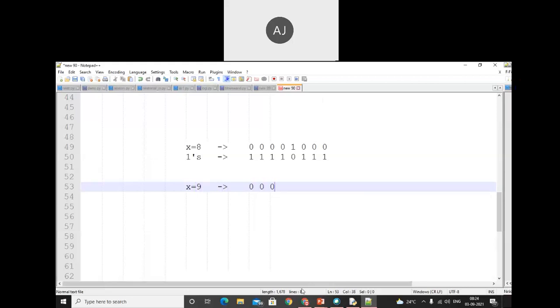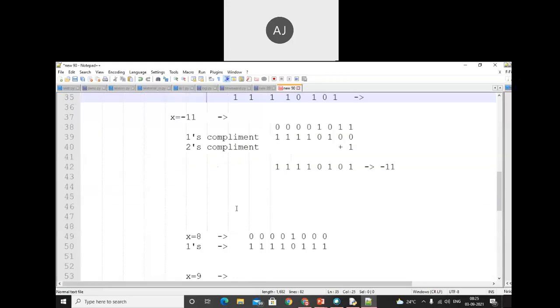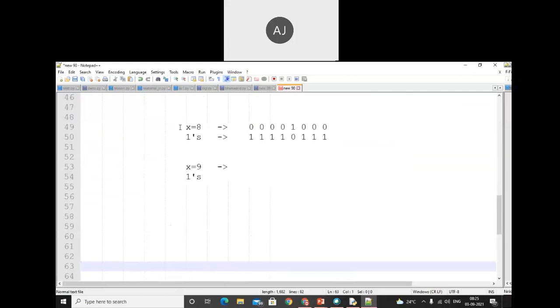So we all know that 0, 0, 1, 0. Is it a valid binary of 9? Yes, it is valid. Now what should we do? We calculate the ones complement of 9. Here I made one statement: negative numbers are also stored in Python with the help of two's complement. That means we need to apply two's complement for negative values, not for positive values. So that's why here I'm not applying two's complement for the 8, because the number is already stored inside the memory and we don't worry about that.